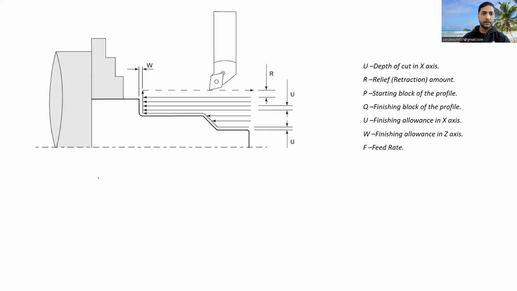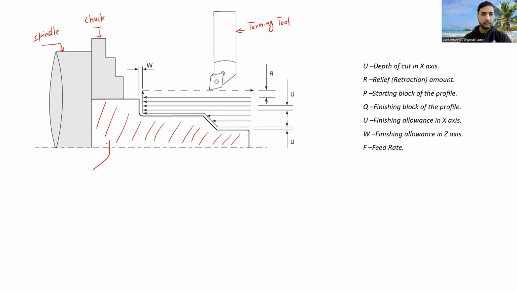So for this, let us refer this particular figure in order to understand our G71 cycle. This is our spindle, as we know. This is the chuck. This is our cutting tool or turning tool. And this is the workpiece that we have. I'm showing you the upper half portion of this workpiece. So this is our workpiece.